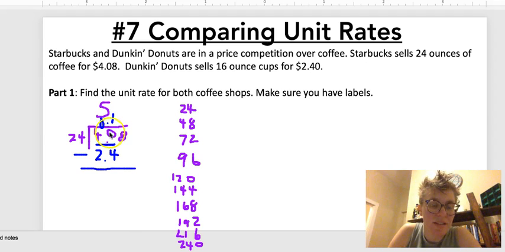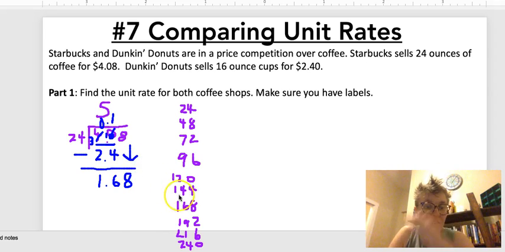I know that 0 take away 4, I need to go to my friend and change that 4 to a 3, change that 0 to a 10. 10 minus 4 is 6. 3 minus 2 is 1, and I'm going to keep that decimal. Now I'm going to bring down the 8 because I have to bring down one digit every time.